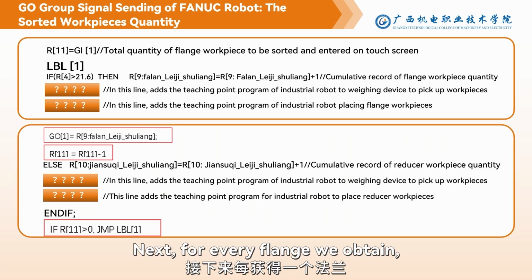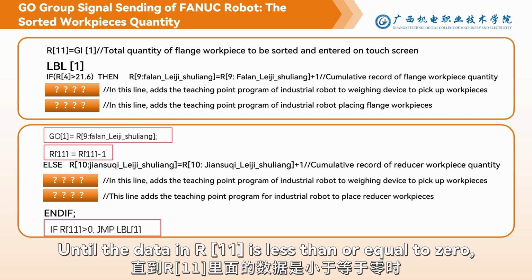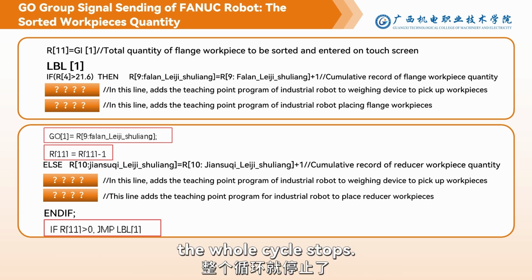Next, for every flange we obtain, we have to subtract the value in R11 by 1 until the data in R11 is less than or equal to 0. The whole cycle stops.